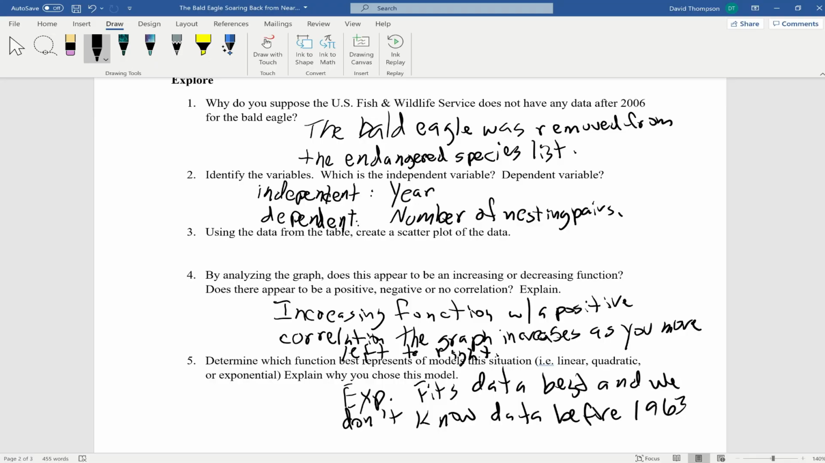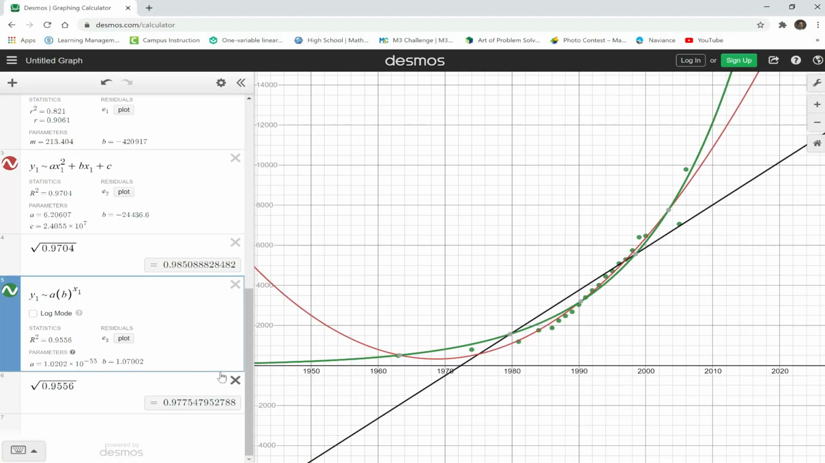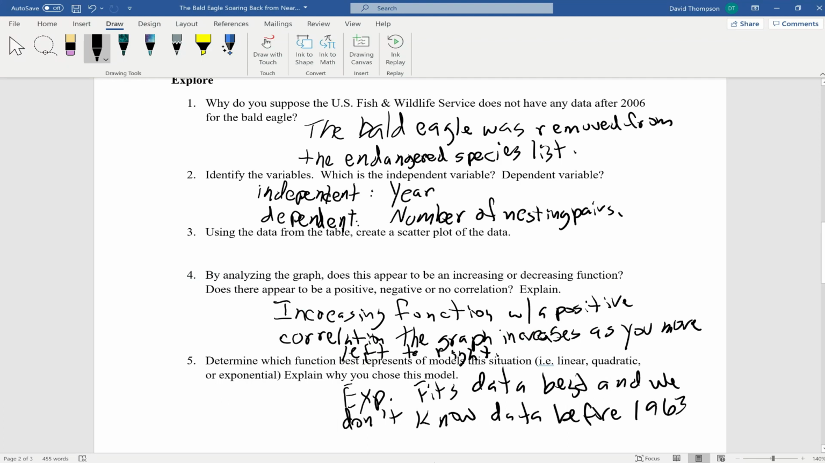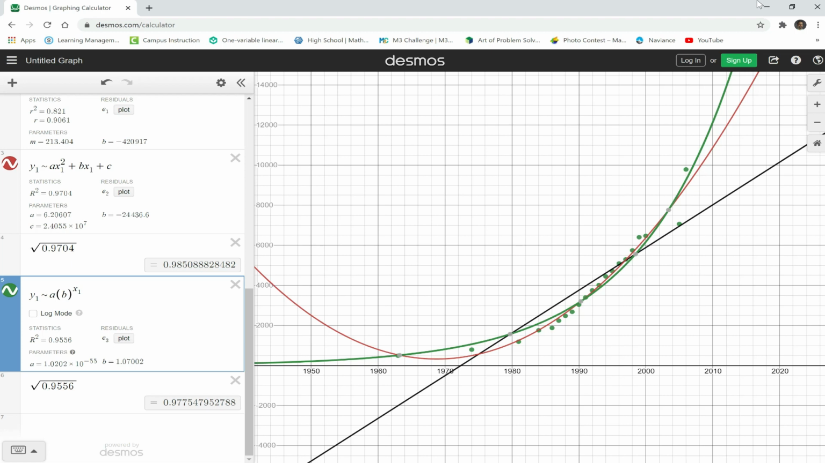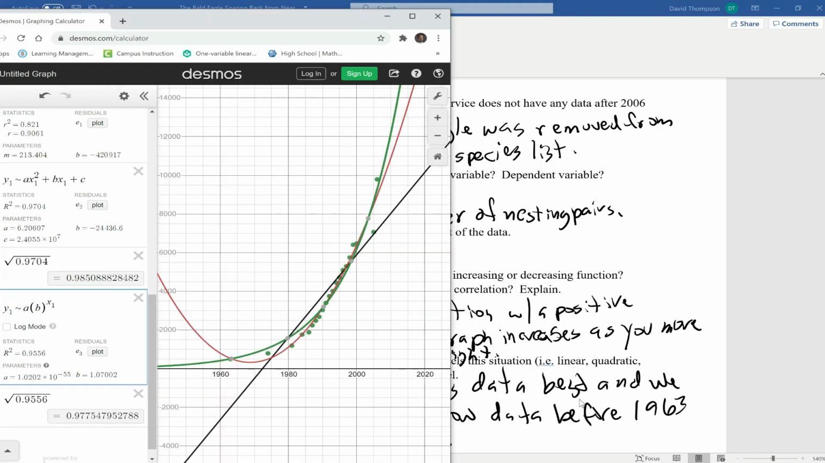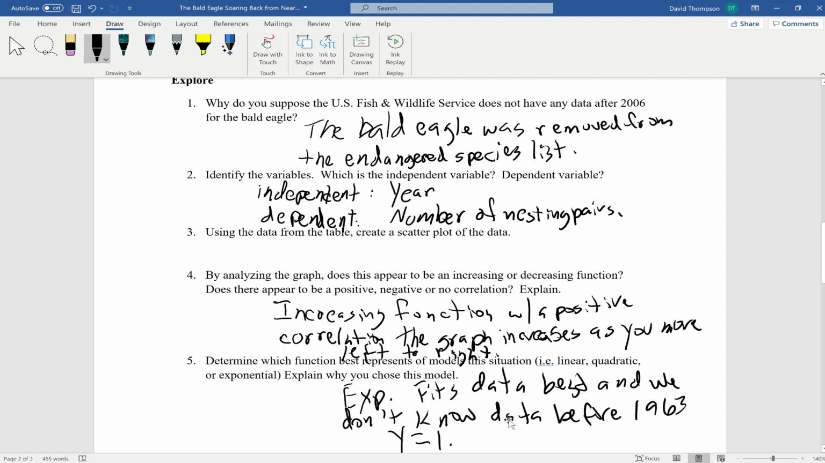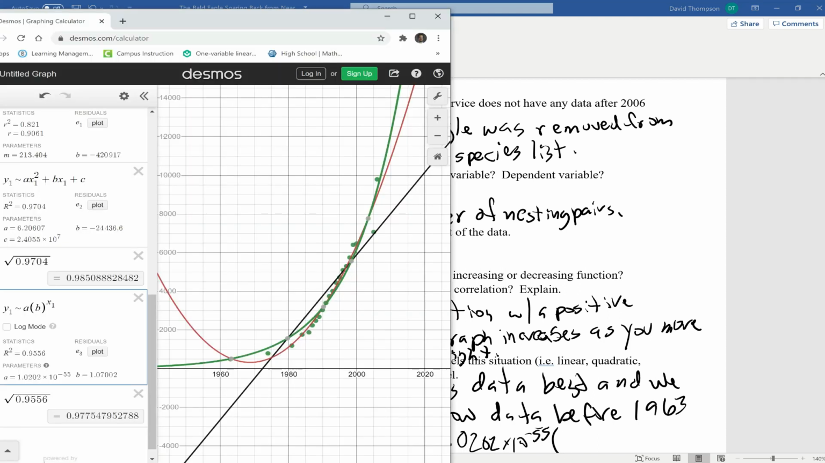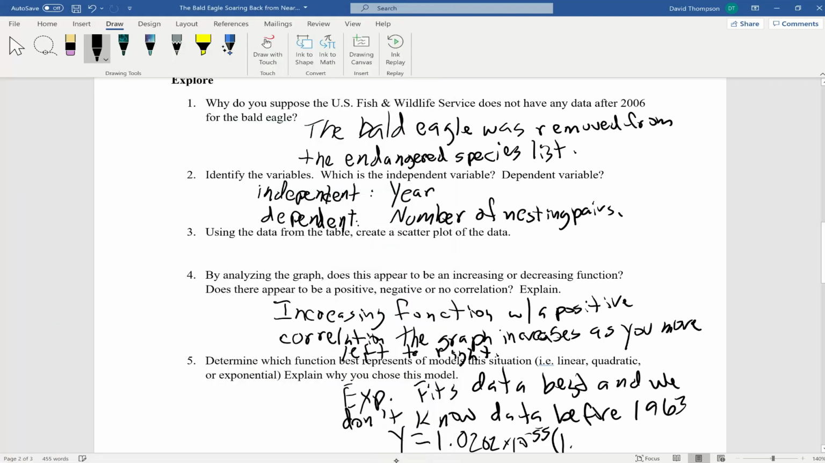And we want to write down our model. So it's going to be 1.0202 times 10 to the negative 55th. Let's just shrink this down. And our b value is going to be 1.07002, and that's going to be raised to an x.